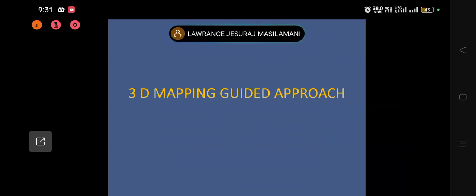One thing which I always use when I have a difficult AVNRT is 3D mapping. 3D mapping is useful for me in most of my cases.